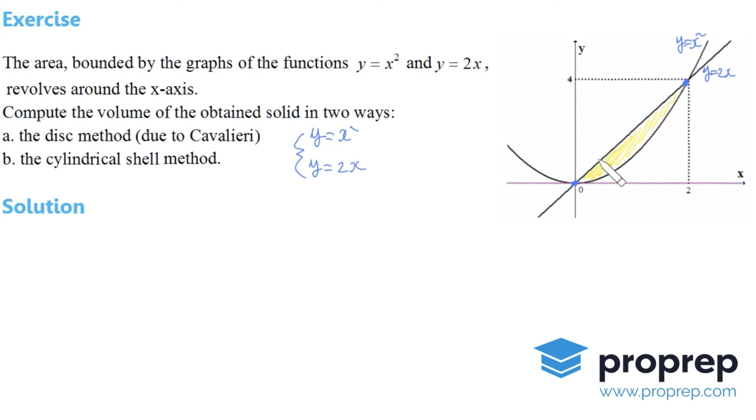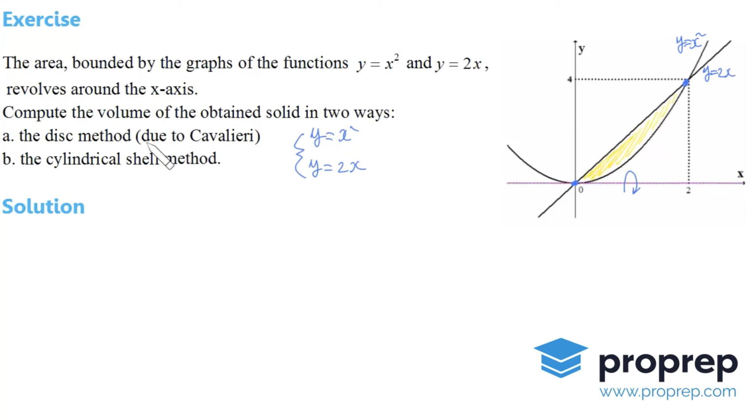And now we have our basic shape. What we do with this is we revolve it around the x-axis. So this yellow is kind of revolved around, and that gives us a volume, a solid of revolution.